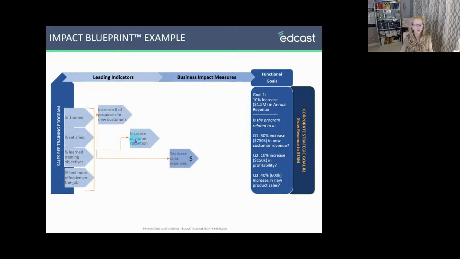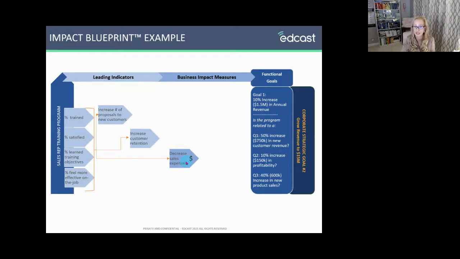Okay, and then let's say we have another metric: as a result of the training program, we expect to decrease sales expenses. Let's say we train our sales groups on how to be more effective in virtual meetings than on-site, so we are not going to invest so much in travel, right? So we expect a decrease in sales expenses. Again, this is another metric, another KPI that we expect to impact through our investment in the sales training program.